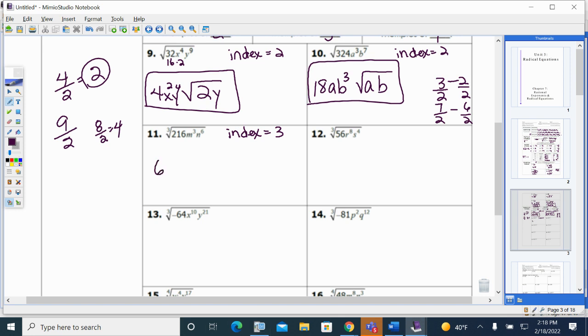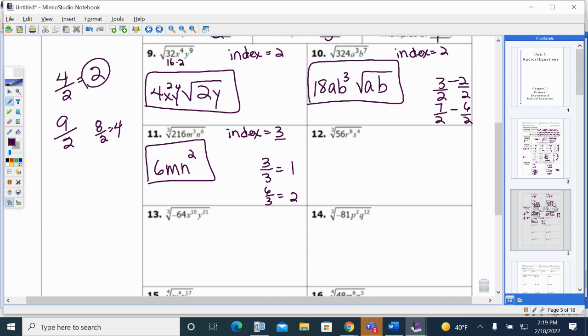So 6. Now, what about my m to the third? Well, 3 divided by my index of 3 gives me 1 on the outside. For my n's, 6 divided by 3 is going to go even. That's going to be a 2, and so I have n squared. There's not going to be anything left on the inside of that radical. So my answer for number 11 is just 6mn squared.